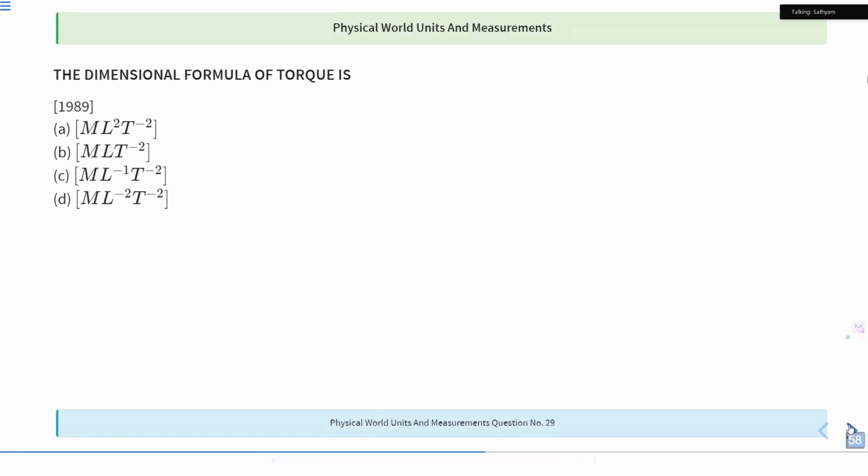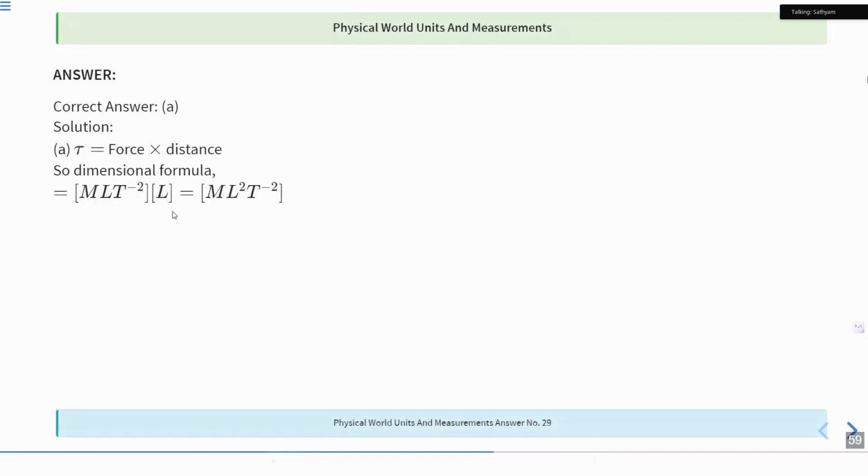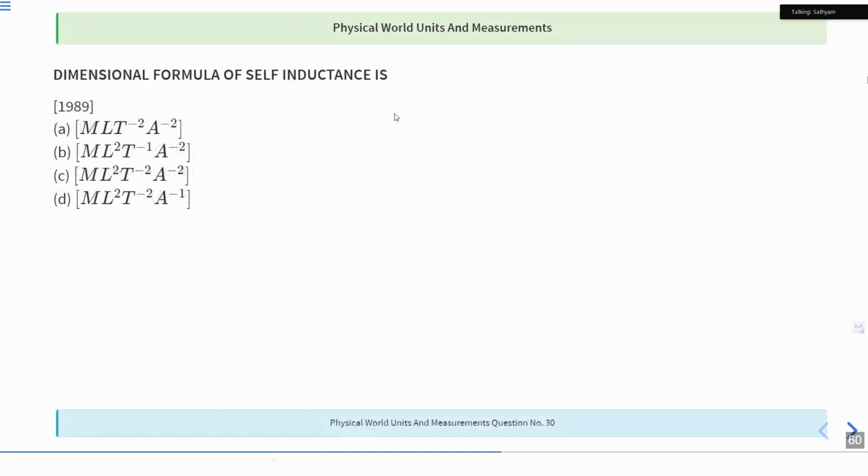Dimensional formula of torque. You should know the formula of torque. Torque is equal to force into distance. I hope it's clear. Now, let's move further.